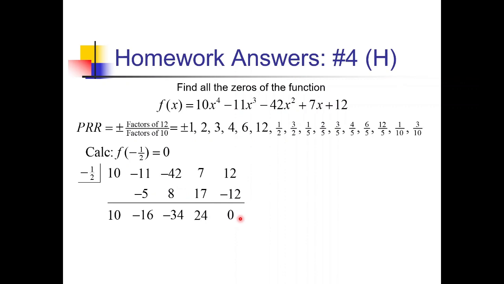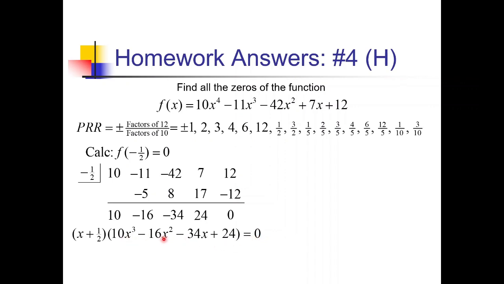Plus 12 is 0. And the reassuring thing is, if you're worried about messing this up, this 0 is how you know you did it correctly, because you already know it's supposed to come out to 0. So we've got our original factor of x minus negative 1/2, so x plus 1/2. And then we have this 10 is really 10x to the third power, because we started with fourth power. This is negative 16x squared, negative 34x, and plus 24. All of that equals 0.